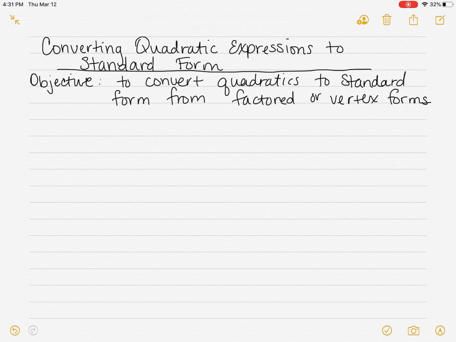Today we are going to talk about converting quadratic expressions to standard form from factored or vertex forms, depending on which form you are given. As you can tell from the title, we have a couple of different forms of quadratic expressions. There are actually 3 different forms.